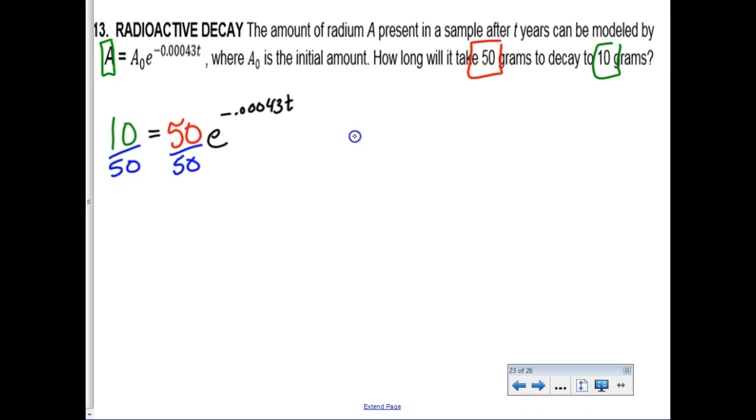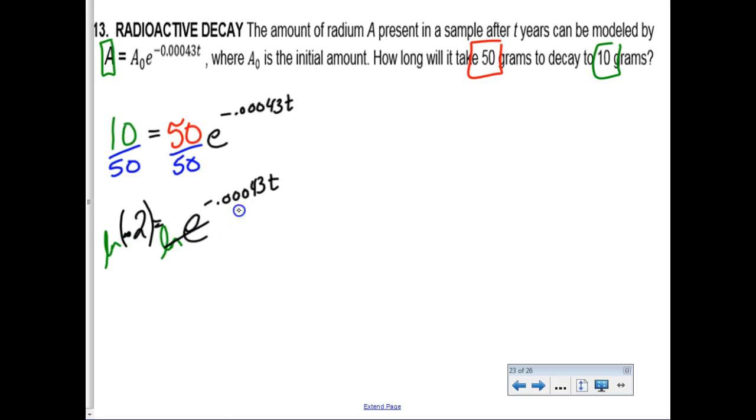And it's not a terrible decimal, but you can just keep it as 1/5 if you want, but you can call it 0.2 equals e to the negative 0.00043 t power. Now you have to apply a logarithm to bring the exponent down. Our suggestion is for you guys to apply a natural logarithm in this case in particular because of the natural log in e. So whatever the natural log of 0.2 is, I'm sure it's disgusting.